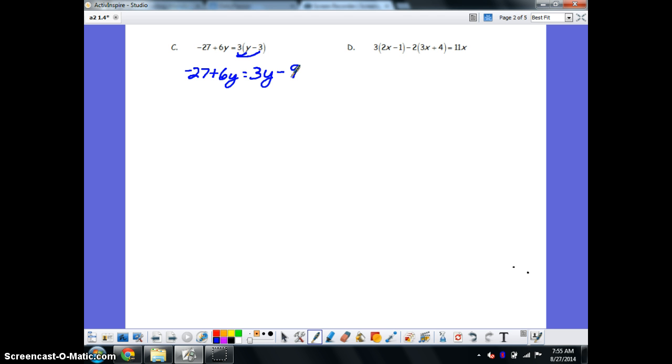Now, the next thing you'll notice is that we have a variable on both sides. So the next thing we want to do is get that variable on one side. So we either want to move the 6y or the 3y. Now, when solving these equations, I always prefer the variable term to be positive. So in order to do that, I subtract the 3y. That way, I have a positive variable term on that right side.